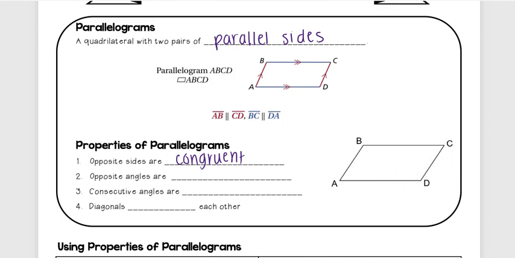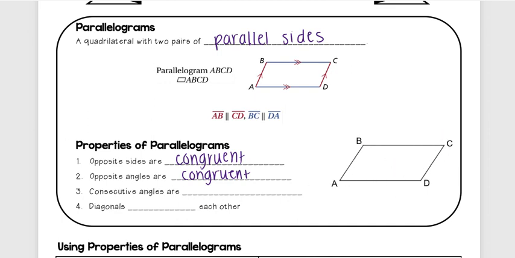Okay, and then the second property is that opposite angles are also congruent. So angle A would be congruent to angle C, and angle B would be congruent to angle D. And you can kind of tell looking at the picture, they do look like they are the same. So for instance, if angle A was 45 degrees, then angle C would also be 45 degrees.